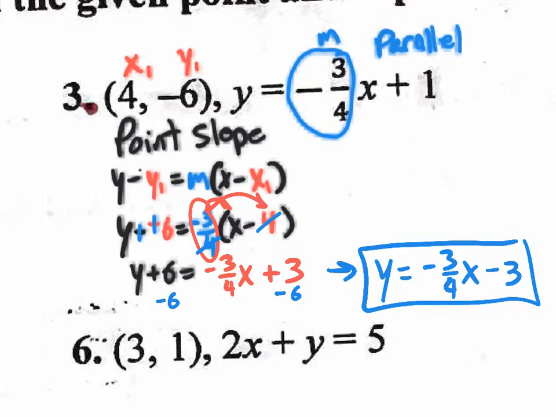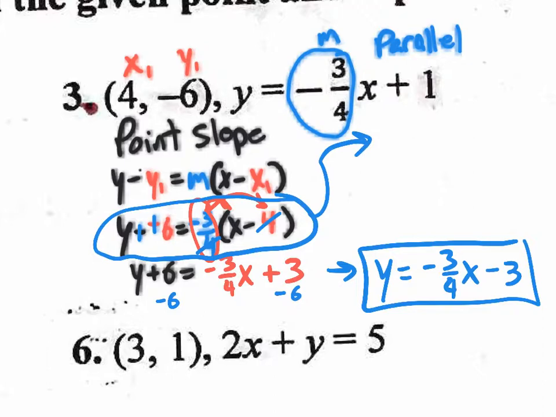That's your answer. Now, let me take this original equation, and instead of distributing that minus 3/4, let me show you how we could have done it differently. y plus 6 equals negative 3/4 times x minus 4. I could have multiplied everything by 4. This times 4, the 6 times 4, and this times 4.